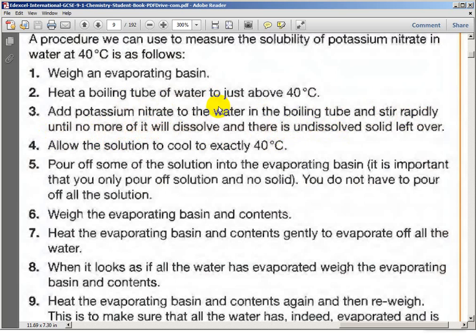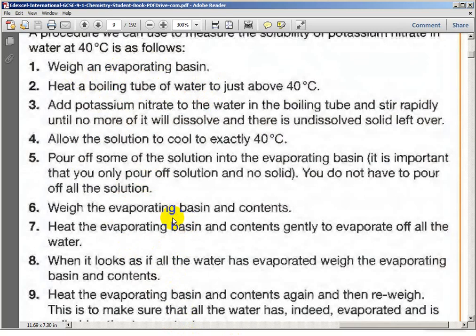So what is the first step? Where is the evaporating basin? So first step is, look.